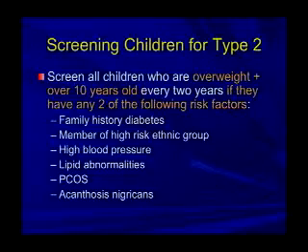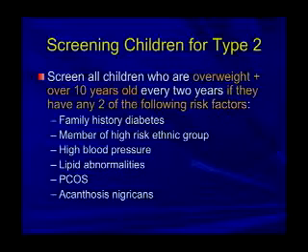Generally, you don't see children that are 6 or 8 getting type 2 diabetes. There are the puberty hormones that also kick into insulin resistance that play into this. But children that have 2 of these risk factors are at very high risk, and they should be screened every 2 years.